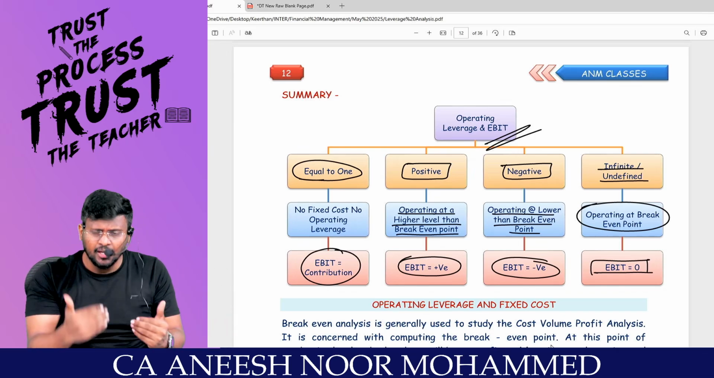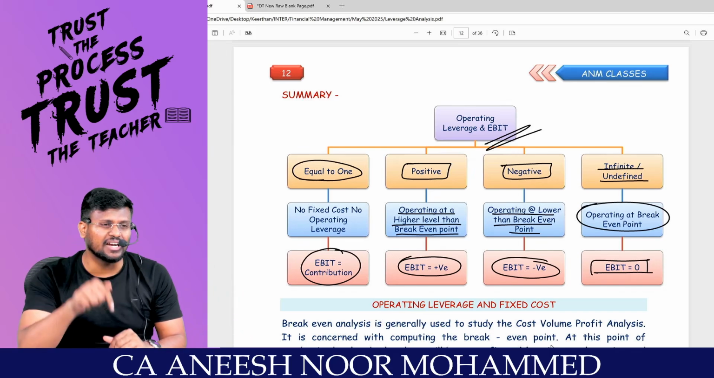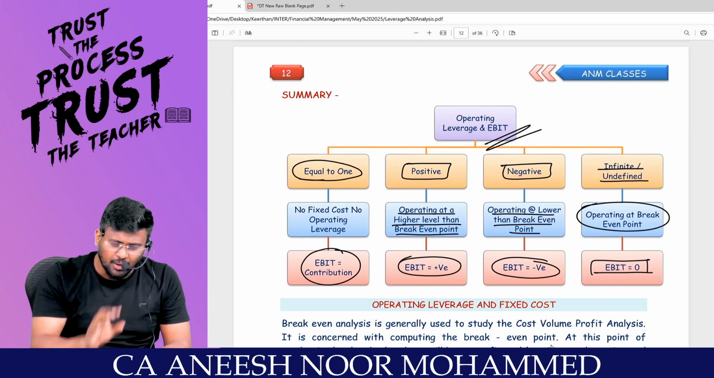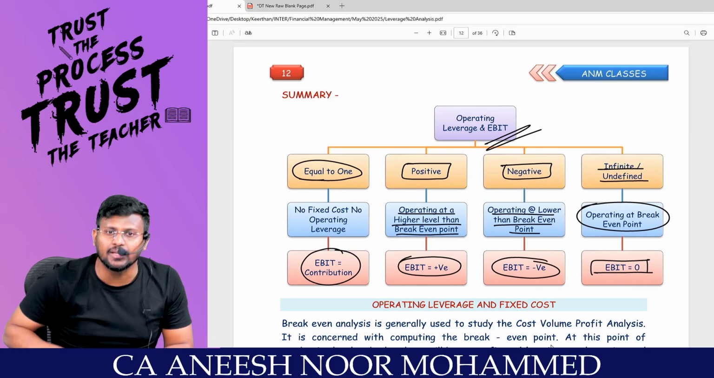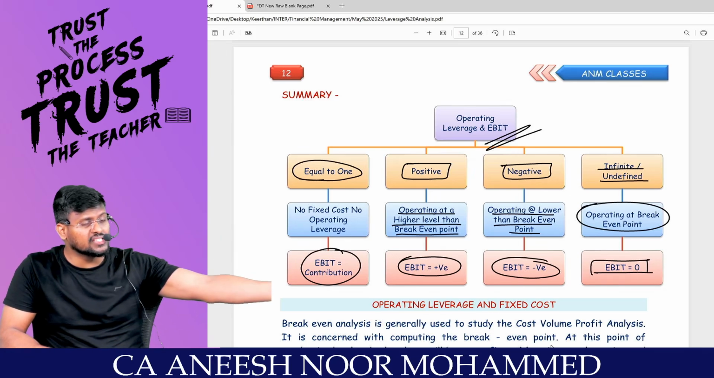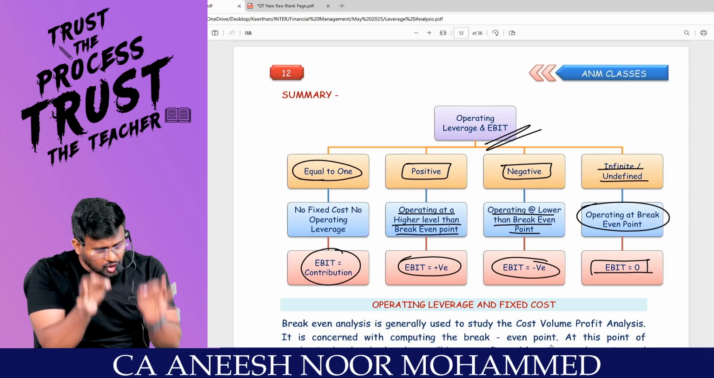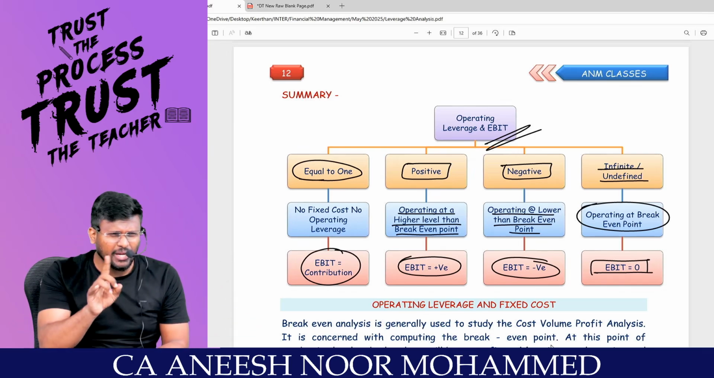Because generally 1% change in sales will lead to 1% change in EBIT. No, that's what this study has proved. Because if every cost were variable in nature, then 1% change in sales would have been 1% change in EBIT. But inside that, variable cost is changing according to sales, contribution is changing according to sales, but fixed cost is fixed. Because of that, EBIT is disproportionately changing. Are you getting the concept?